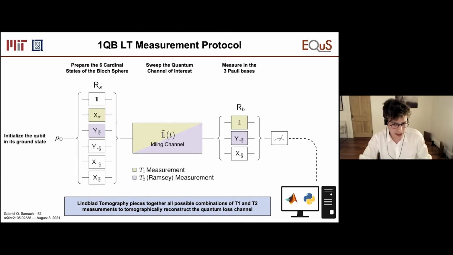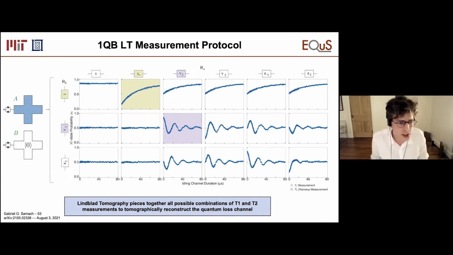So what happens when we actually run this on a real device? Here are the results for running single qubit Lindblad tomography on qubit A, while qubit B is left in its ground state. Here, blue corresponds to the raw data that we're measuring in lab, where the x-axis is the idling channel duration, so the amount of time we're waiting between state preparation and measurement, and the y-axis is the probability of measuring the 0 state. And here we get 18 plots corresponding to our 18 combinations of pre and post pulse. The 6 columns correspond to our 6 initial states, the 3 rows correspond to the 3 measurement bases, where again I've highlighted a T1 measurement and a standard T2 Ramsey measurement.